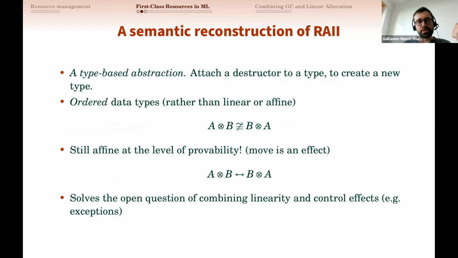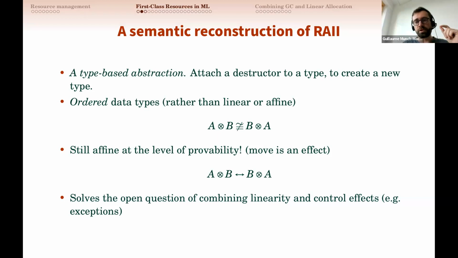So the starting point is we want a type-based abstraction. We want to attach a destructor to a type to create a new type. This will give rise to ordered data type in the sense that if I destroy A after B, it's not the same as destroying B after A. And so ordered logic is weaker than linear or affine logic, but if we just look at what the type system does, I am still as expressive because I can destroy by calling the destructor, or I can move. It's ordered because move is an effect, and so A tensor B is not isomorphic to B tensor A. This explains actually phenomena that you see in Rust, this ordered phenomena.